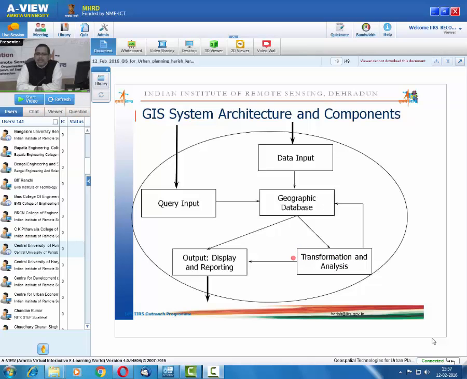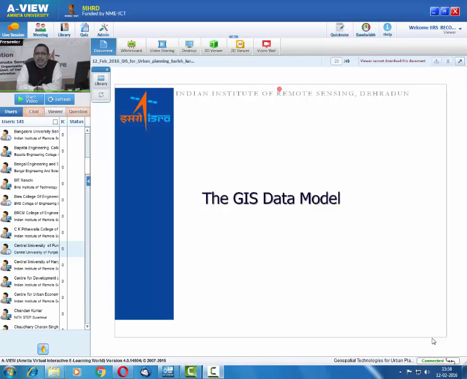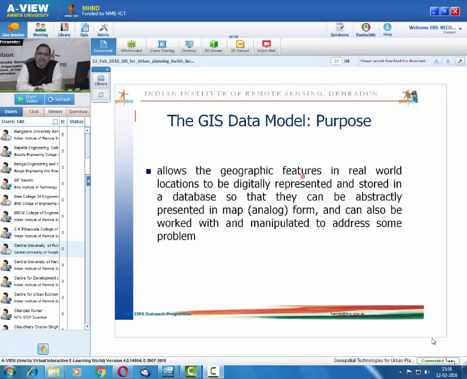And transformation, basically the transformation of data from one form to another, and second is to analyze this data and derive the meaningful information out of this data. If you try to understand further, to do this exercise in GIS, we have the different data models.